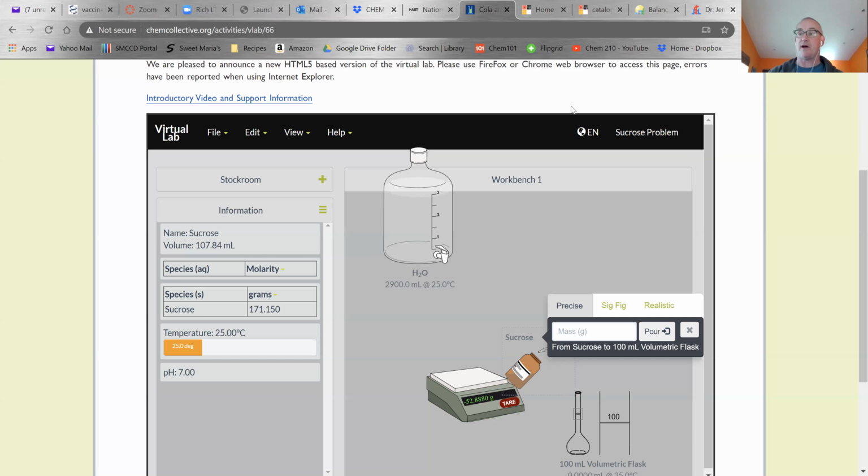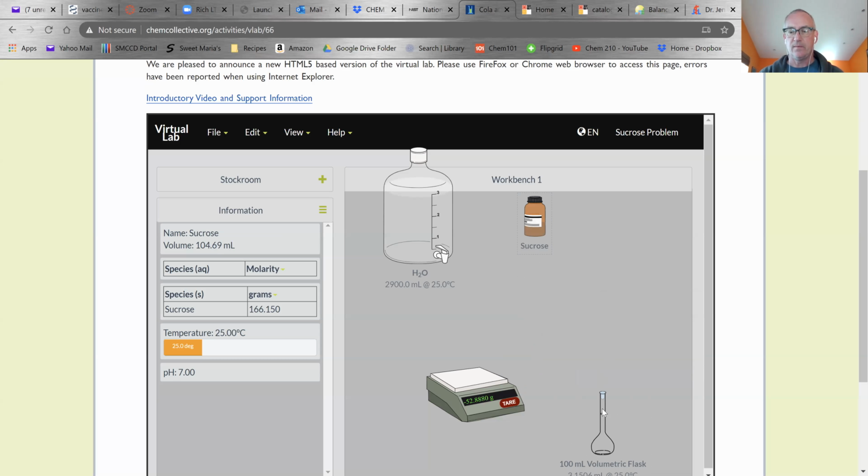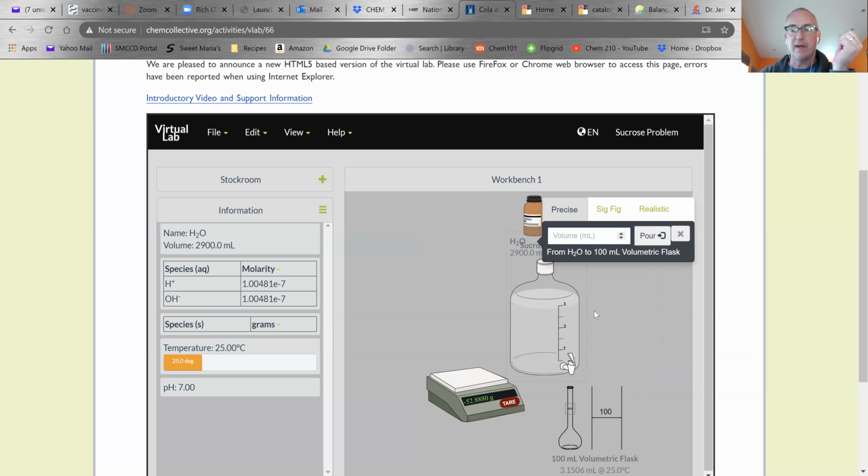Let me go back to the screen. Okay, so when we left off an hour ago, we're going to add 5 grams of sucrose. So let's put in 5.00 grams. I'll pour that in. So now I should have 5 grams of sucrose. Then add some water. Now notice I can't add 100 mils now. If I add 100 mils, that's going to go over the top, because in the solution, the sucrose is going to take up some space.